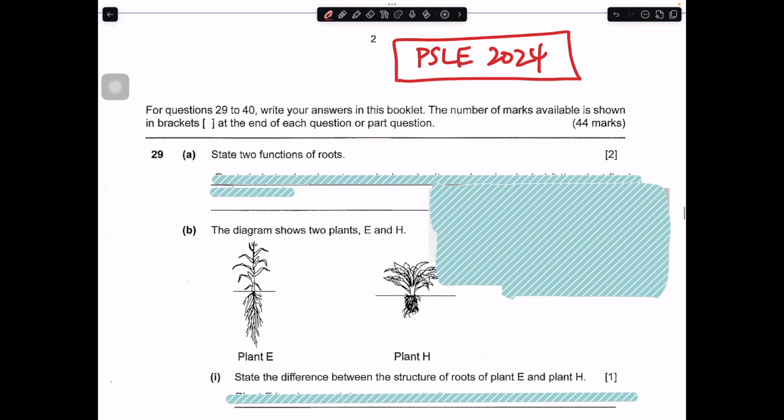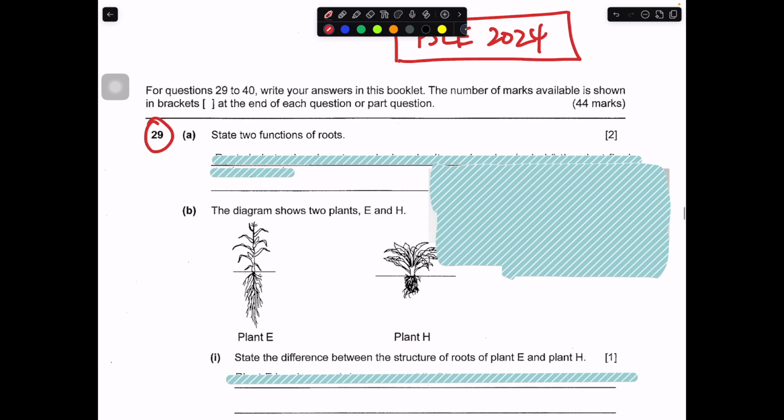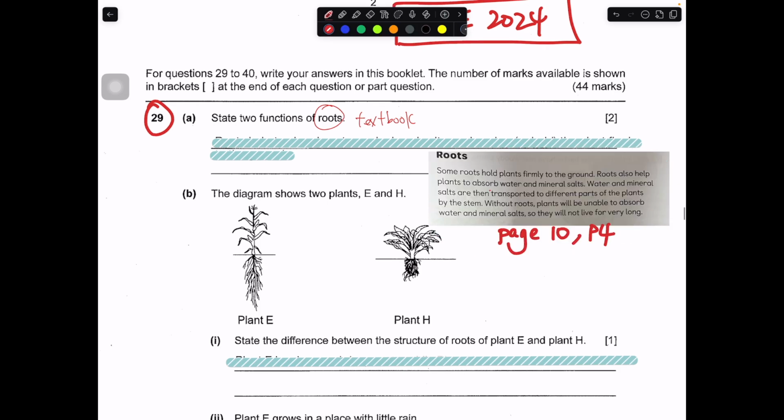Today I'll be going through the PSLE 2024 question. So this is question number 28. Let's begin now. State the two functions of roots. This is actually a textbook question, a textbook answer, so you can refer to even your new textbook.